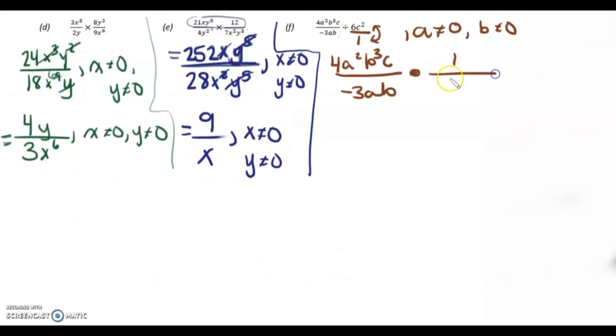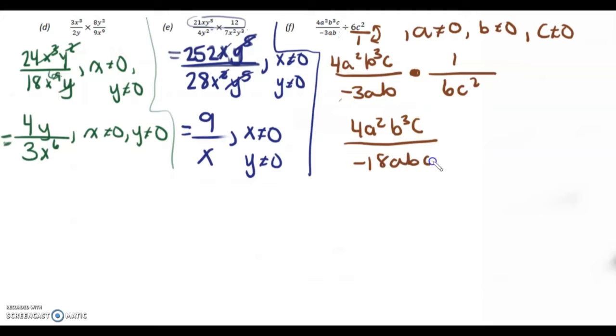So it's a little tedious to put the 6c squared over 1, but it's needed sometimes when you want to take a look at the reciprocal. Okay, flipping this introduced c in the denominator, so now we have another restriction. And all we're going to do is collect everything and then divide it out. So we have 4a squared b cubed c over negative 18abc squared.